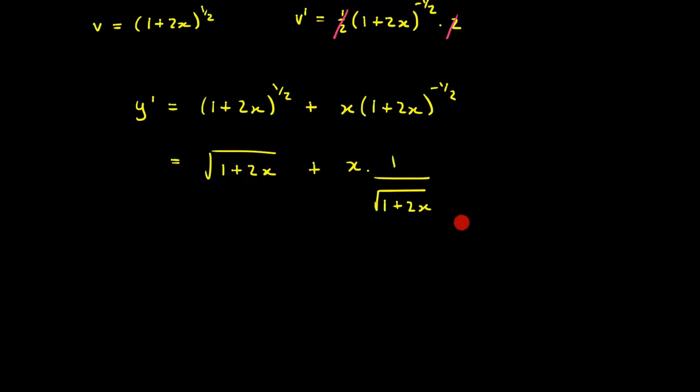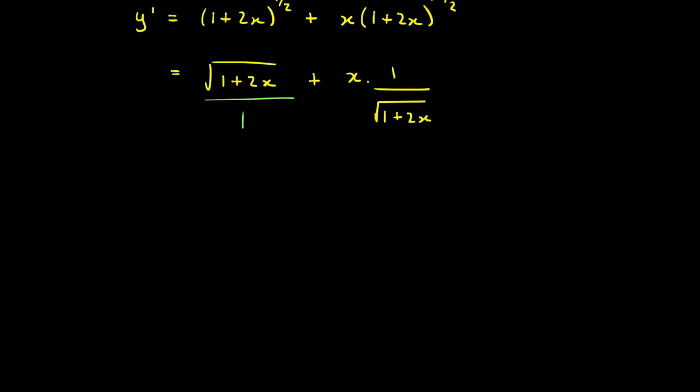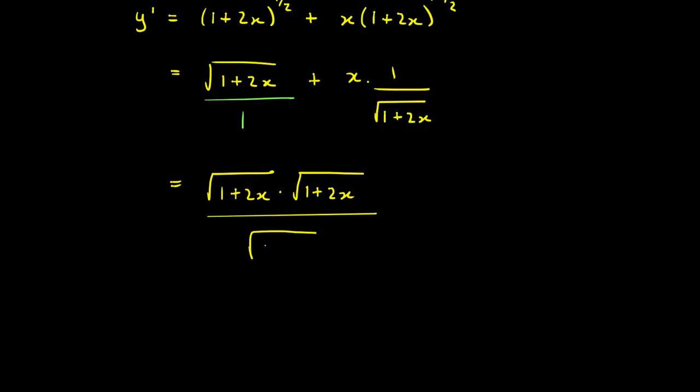Now how do I combine these two terms? It's like adding fractions. I can think of the term on the left as the square root of 1 plus 2x over 1. If I want to add two fractions, I need to give them a common denominator. So what am I going to do? I'm going to multiply the top and the bottom of this by the square root of 1 plus 2x. So I get the square root of 1 plus 2x times the square root of 1 plus 2x, all over the square root of 1 plus 2x, plus x over the square root of 1 plus 2x.